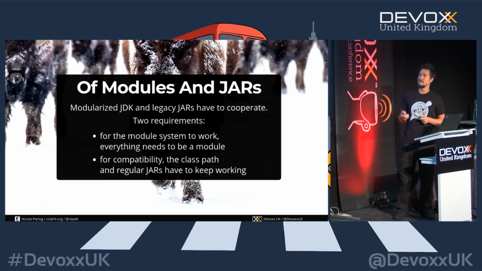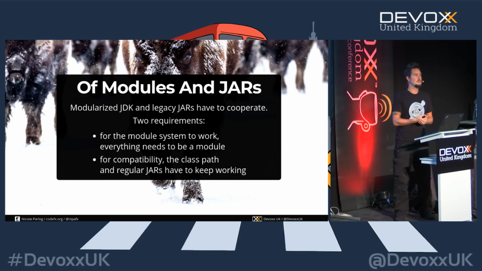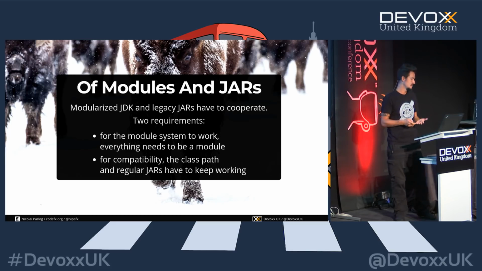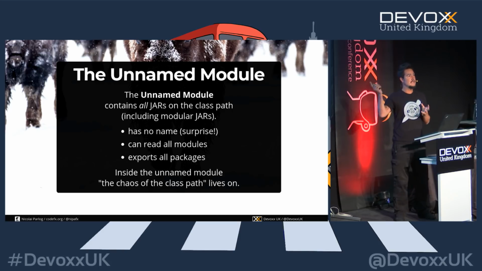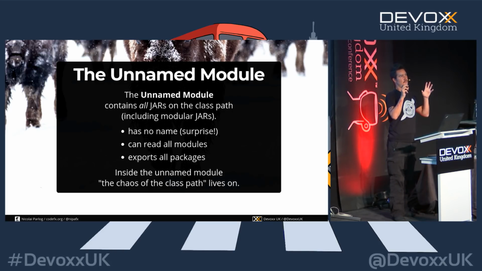But at the same time, for compatibility reasons, we of course want a Java 8 application that runs on the class path to still work in Java 9 on the class path. So there's a tension there. How does that get resolved? The solution to that is the unnamed module that I mentioned earlier. For all the jars that are on the class path, the module system creates a single module and stuffs all of them into this unnamed module.